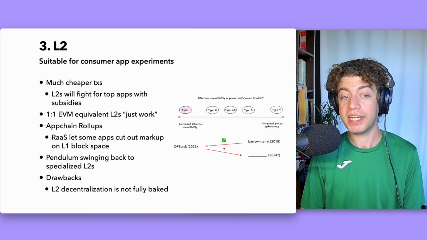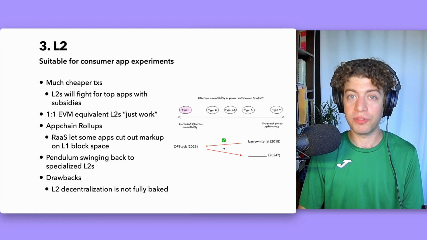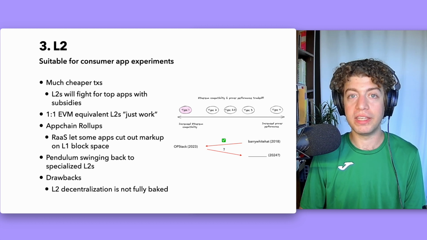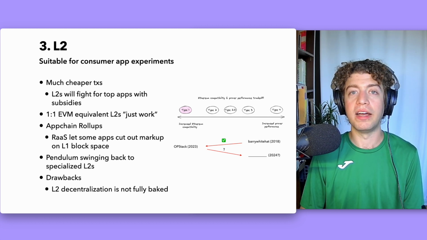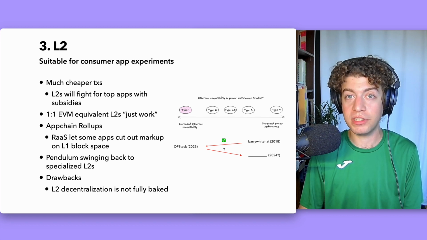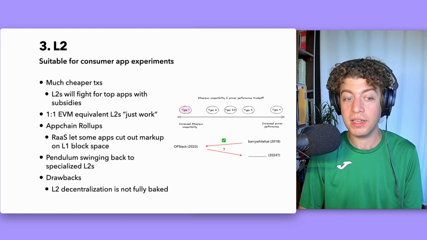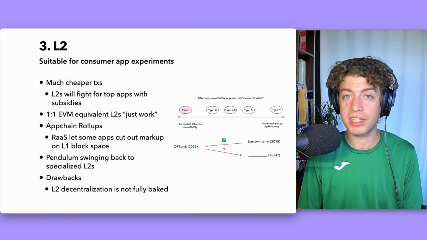Finally, there are some drawbacks about L2s, and the main one I alluded to earlier is that decentralization is really not fully baked in a lot of the quote-unquote L2s today. So it's something to keep in mind. My personal feeling is that most of these chains have direct motivation to decentralize properly, so they aren't responsible for everything that goes on those chains. And so I have faith. However, it's something to keep in mind.